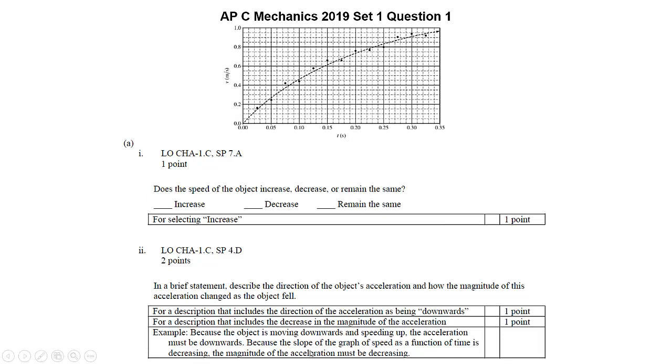They also, in their example, give a reason for how you know that. It's moving downwards and speeding up, so the acceleration's downwards, the slope of the graph is decreasing, therefore the magnitude of the acceleration must be decreasing. They didn't really ask that in the problem. So I think if you look at their rubric, you can see that what they really wanted was downwards and decreasing acceleration. And remember, a decreasing acceleration doesn't mean that it's slowing down. It means it's speeding up more slowly.